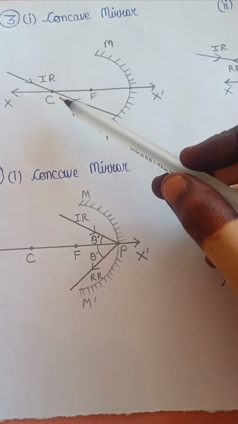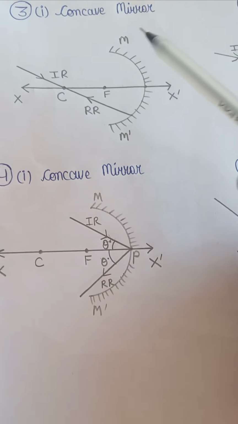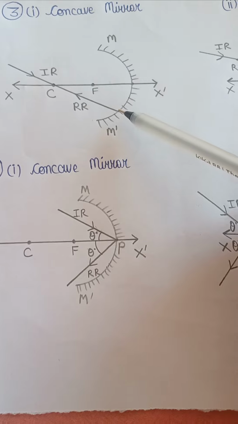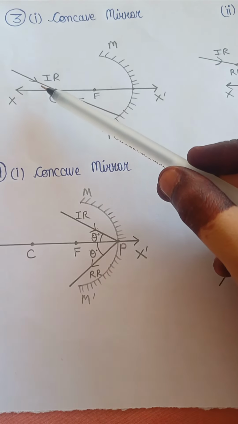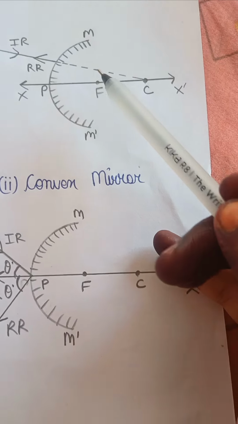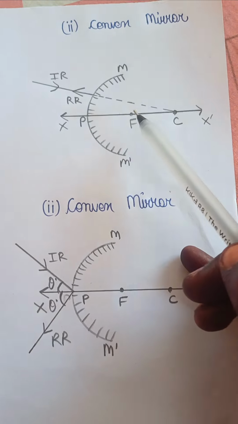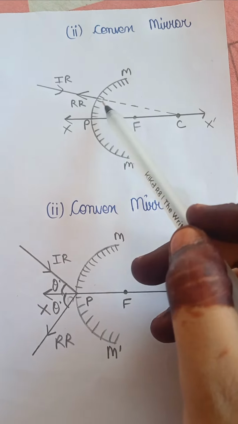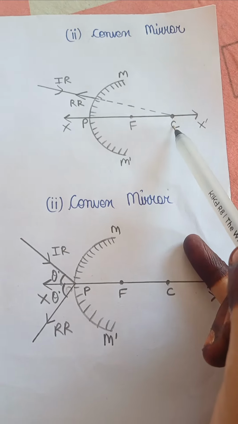The third rule says that whenever any ray passes through the center of curvature, it will be reflected back through the center of curvature only. As you can see here, the incident ray, whenever it strikes the concave mirror, gets reflected back through the center of curvature only. Same case with the convex mirror: after striking it, the ray will be reflected back, and after joining, you will find that it meets at C.